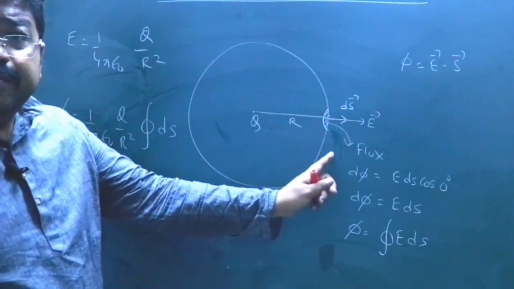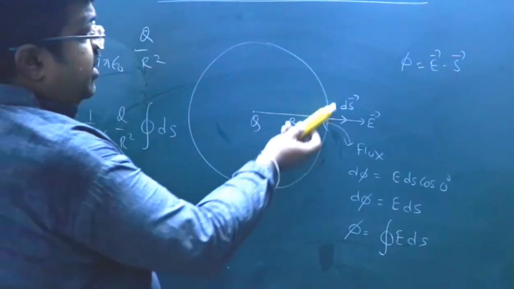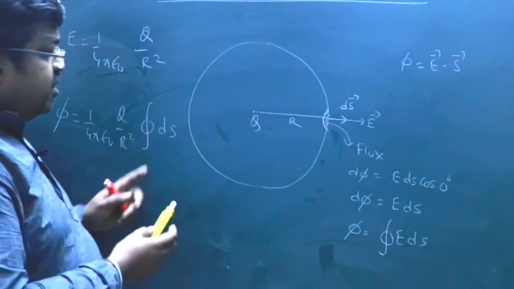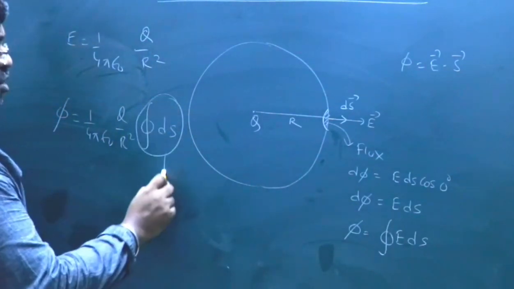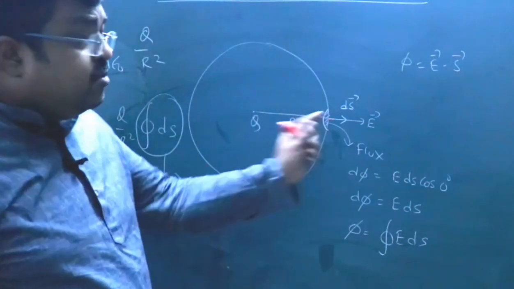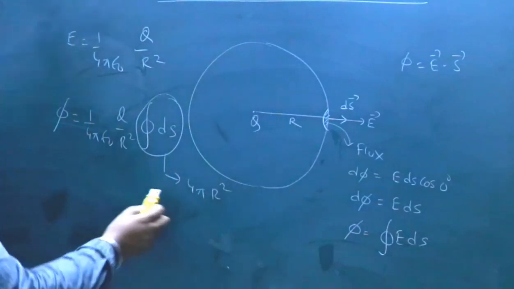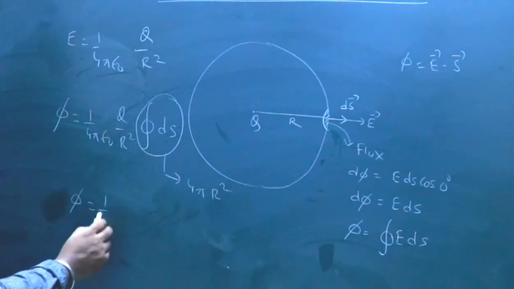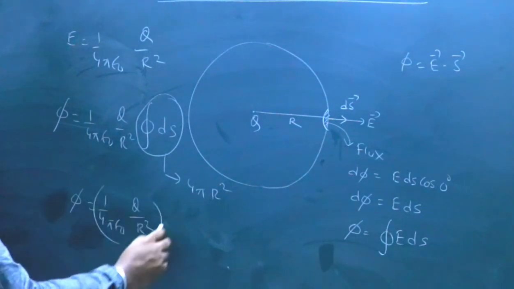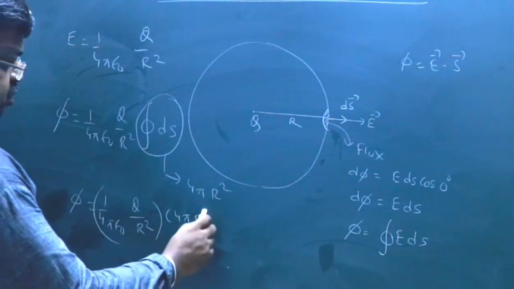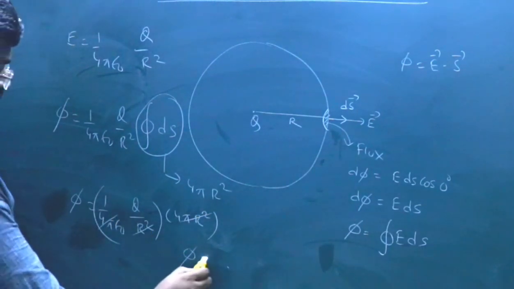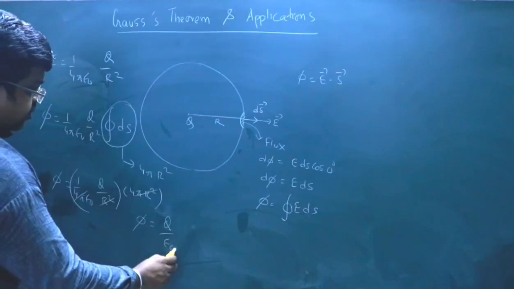Now ds is the area of this small part. If you integrate, you will get the area of the complete sphere, because this is integration over the closed surface. So the integration of ds for this sphere will be 4 pi r square, because 4 pi r square is the total area and ds is a small area. So phi is equal to 1 by 4 pi epsilon naught q by r square into 4 pi r square. This 4 pi r square gets cancelled, so we have phi is equal to q by epsilon naught.